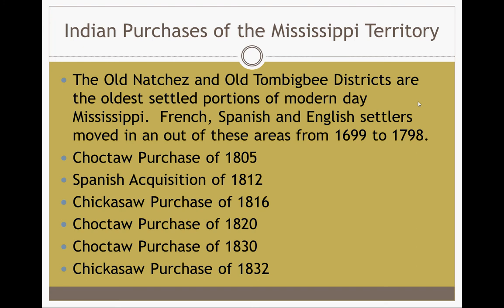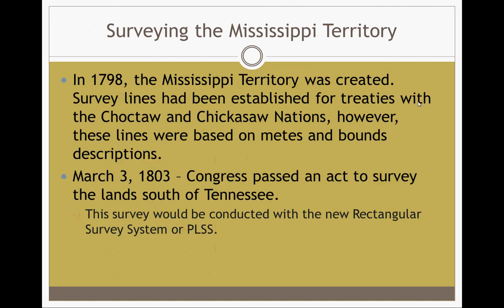This is where most of us live now. Newton County, Hinds County, Scott, Lauderdale, Leake County, all that was in 1820. 1830 is the northern portion up towards Starkville and Choctaw County and Attala County. And then in 1832 we have the Chickasaw Purchase, which finished North Mississippi off and completed the purchases that would fill in the Mississippi Territory and make us completely a state.